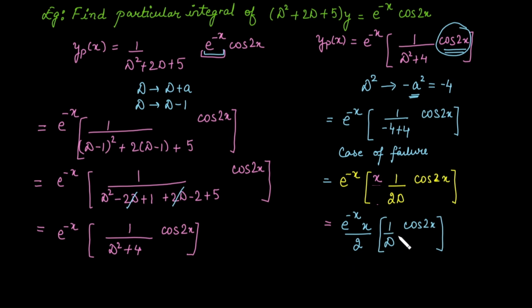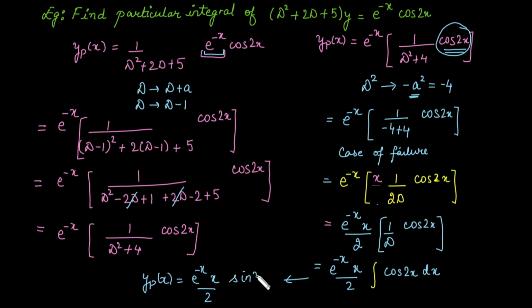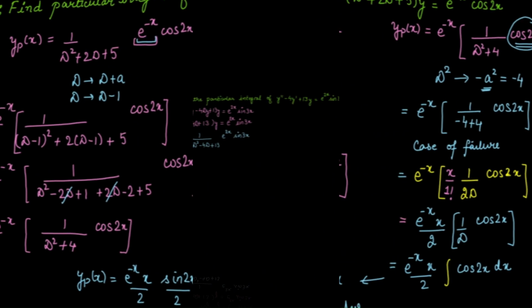Now 1 by D stands for integration. So we have e raised to power minus x into x by 2, integration of cos 2x with respect to x. So finally we have y_p(x) equal to e raised to power minus x into x by 2. What is the integration of cos 2x? That is sin 2x divided by 2, and that is the final answer in this case.